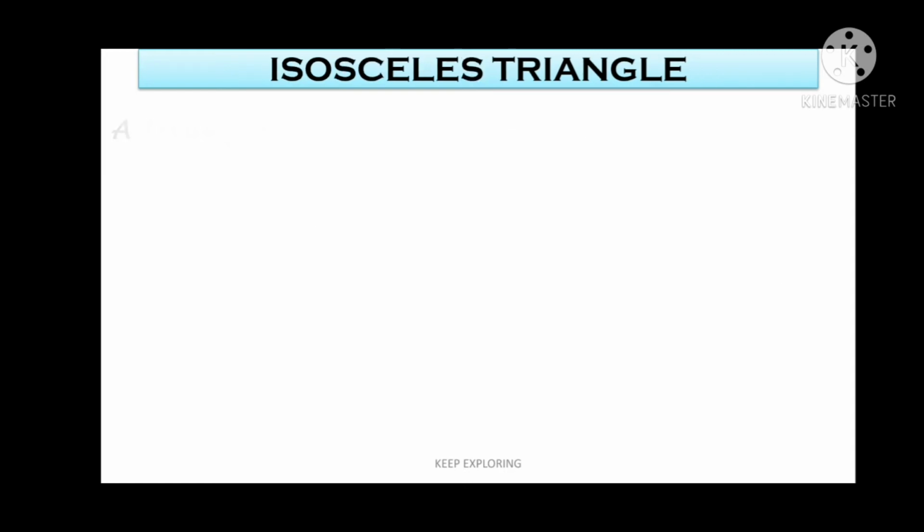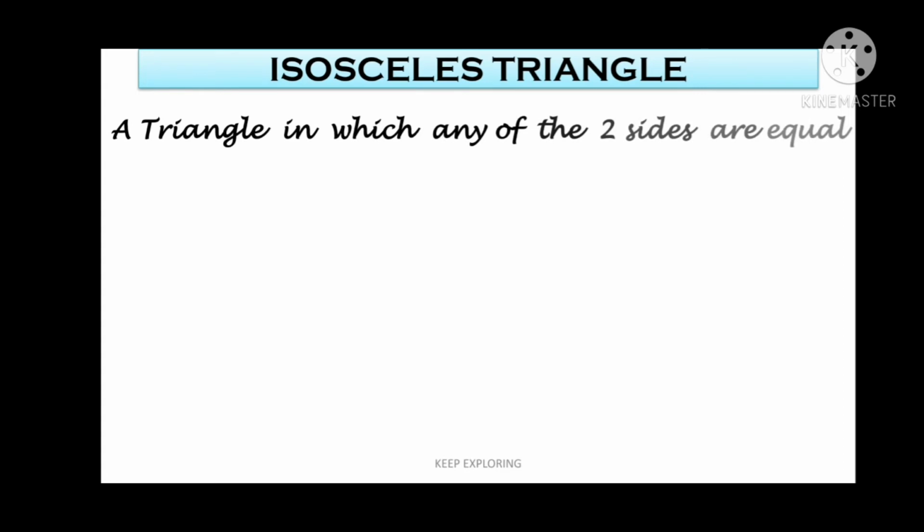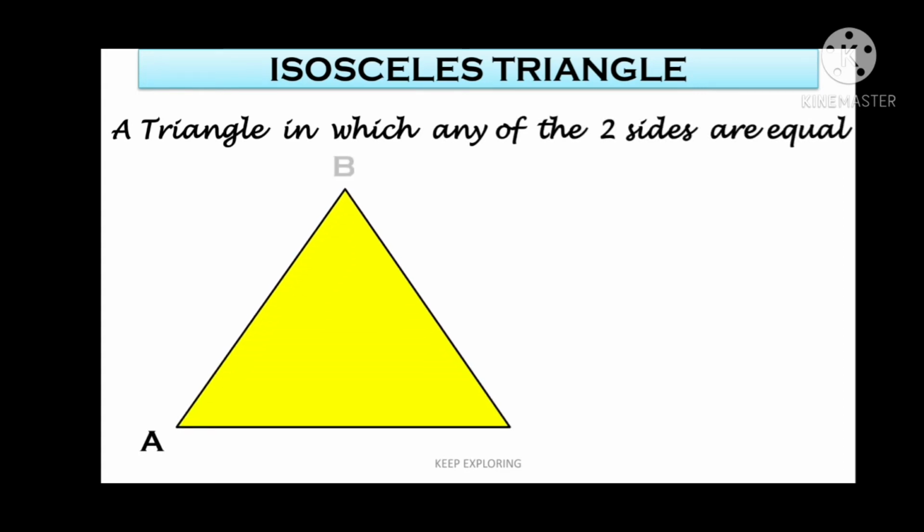Next, isosceles. A triangle in which any two sides are equal. Let us consider this triangle. Name the vertices A, B and C. In triangle ABC, suppose AB is equal to BC. So this will be an isosceles triangle and the third one will be unequal. AB will be equal to BC, but the third side, that is AC, will be unequal. It will not be the same. If it is the same, it will be equilateral then. Or else it may be like AB is equal to CA or BC is equal to CA. In all these three cases, this will be called an isosceles triangle because any two sides are equal. The third side is not equal to the other two.